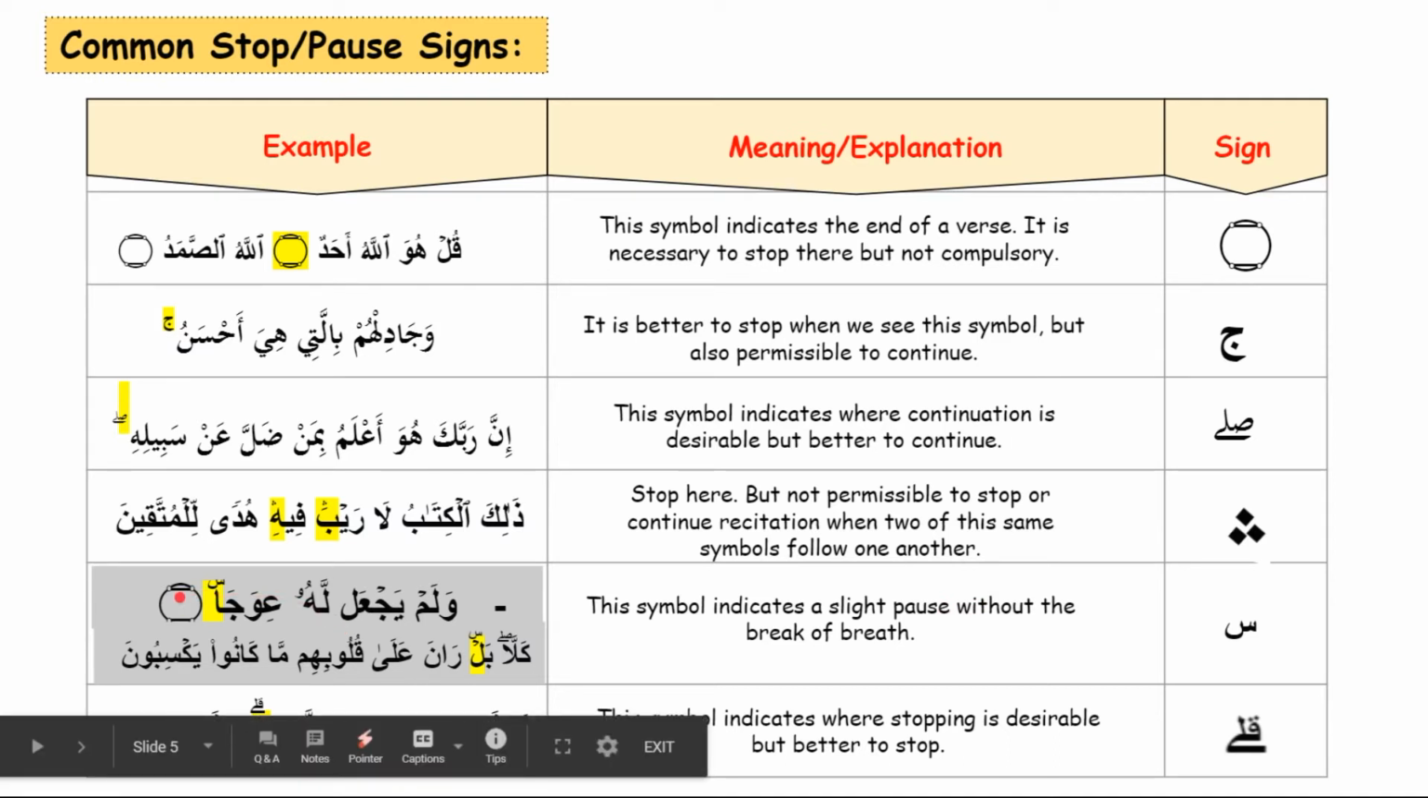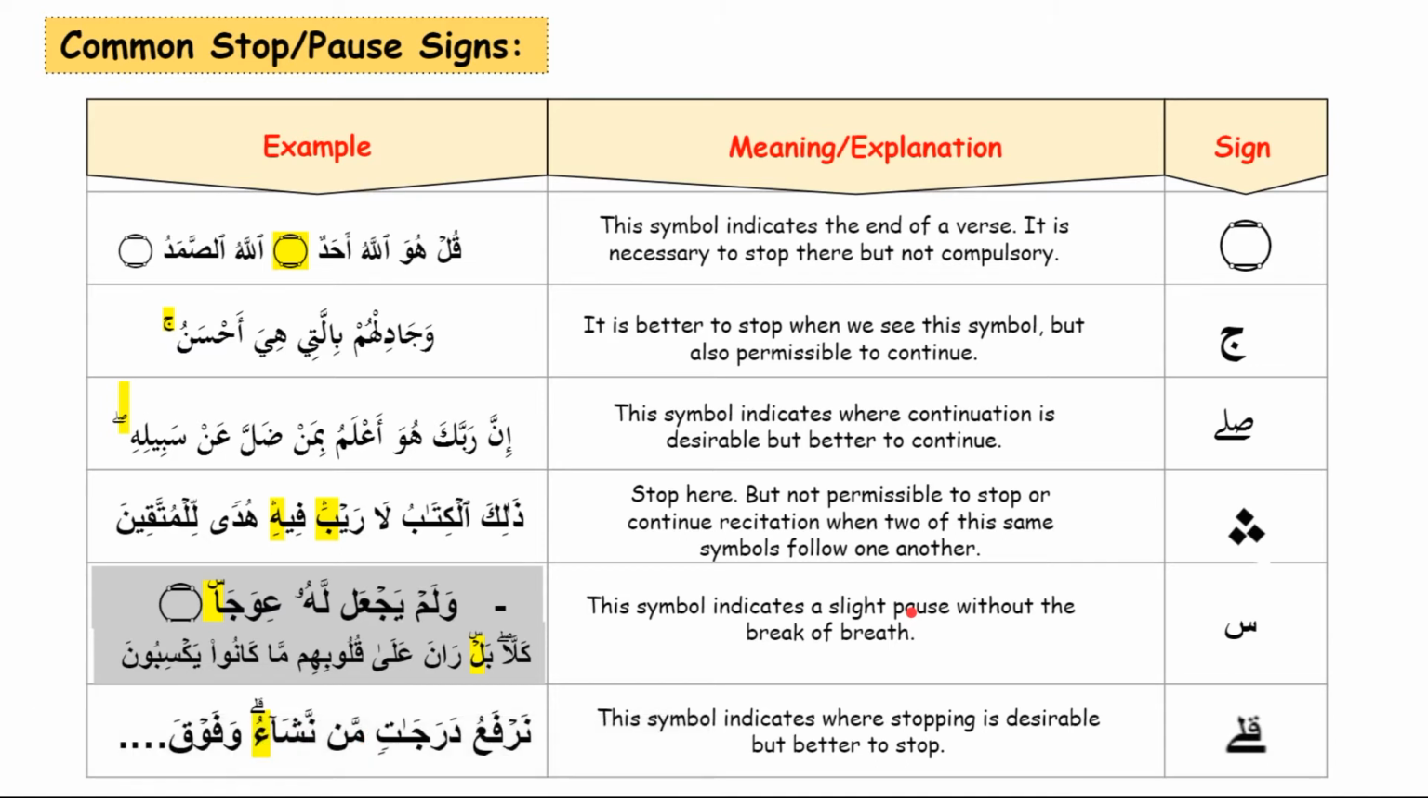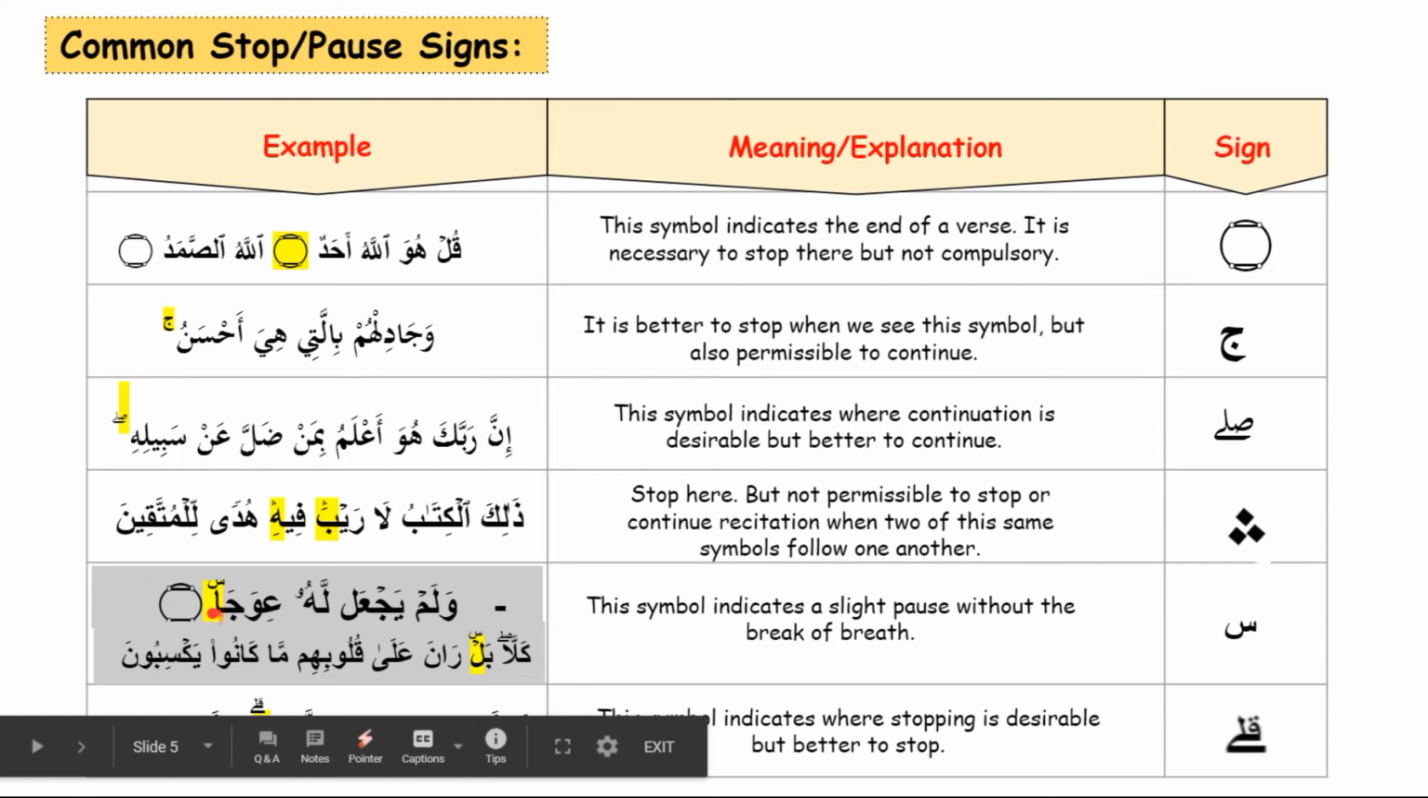So how do I make a stop and also implement this sign that told me that a slight pause must be made without a break of breath? How do I make a pause without breaking my breath and also stopping? So I will recite this as وَلَمْ يَجْعَلْ لَهُ عِوَجًا.